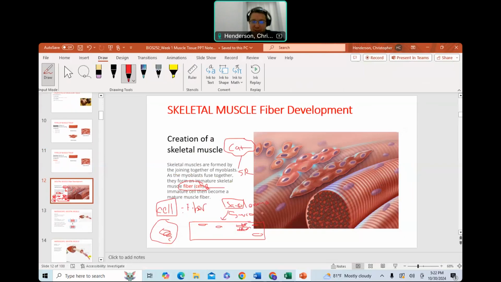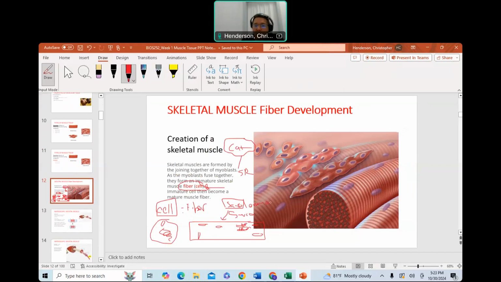Sarcolemma, sarcoplasmic reticulum. Okay, now it's going to have mitochondria in it, obviously, because we've got to make ATP. But what do muscle cells do? What is their function? They contract and relax. That's the only thing a muscle can do. Contract, relax, contract, relax. That's how it accomplishes all its tasks.